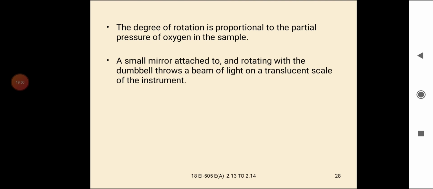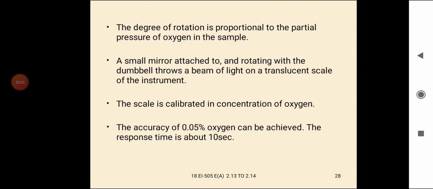A small mirror attached to and rotating with the dumbbell throws a beam of light on the translucent scale of the instrument. The scale is calibrated in concentration of oxygen. An accuracy of 0.05% of oxygen can be achieved. The response time is about 10 seconds.